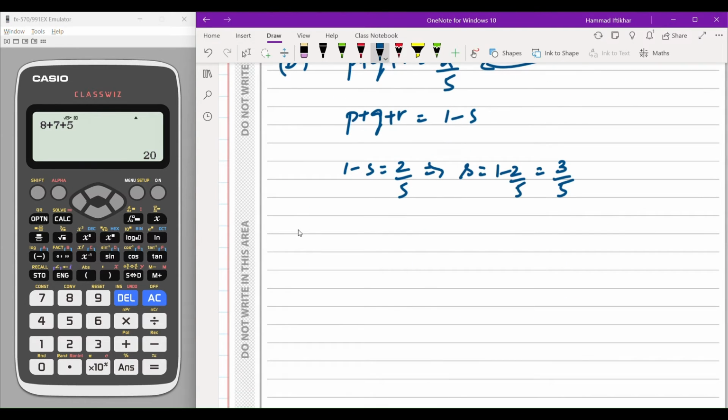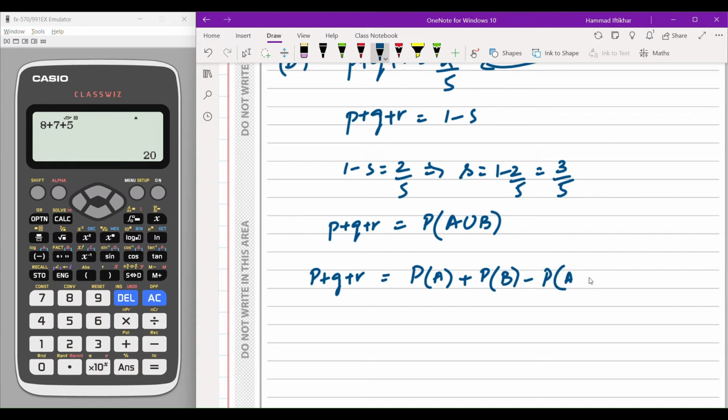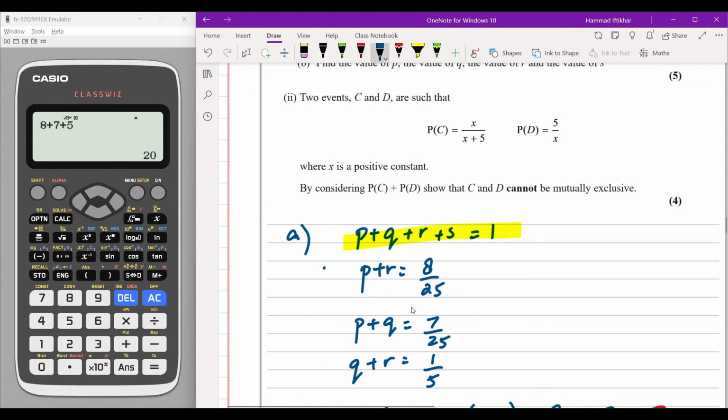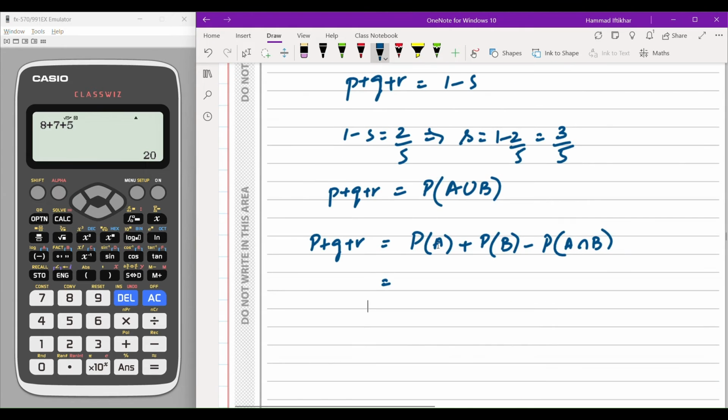Okay, now P plus Q plus R represent the union of A and B. So P plus Q plus R is equal to probability of A plus probability of B minus the probability of A intersection B. So probability of A, they gave us 7 over 25, and 1 over 5 minus 1 over 5, and the intersection is actually Q. So P plus Q plus R.